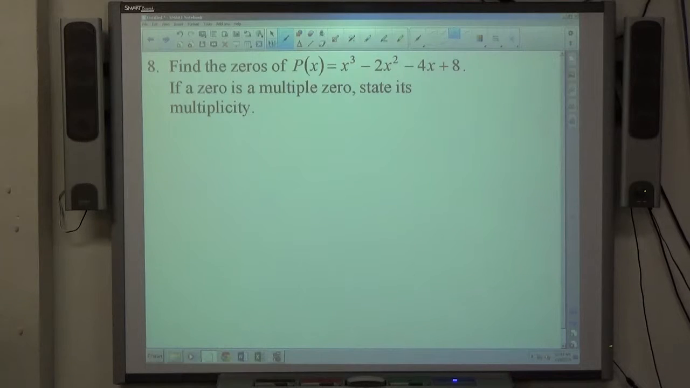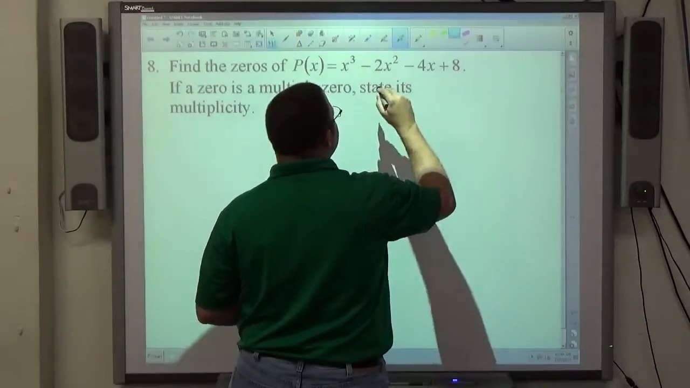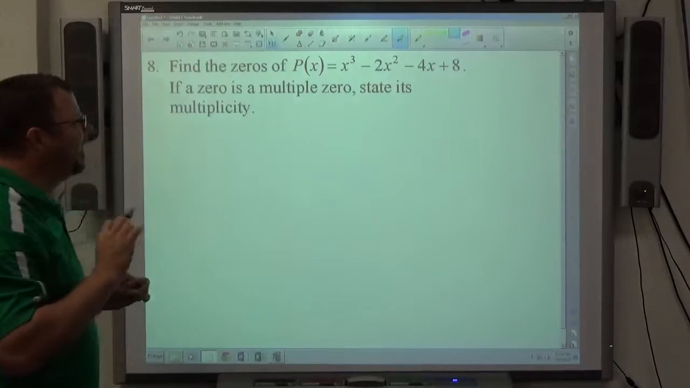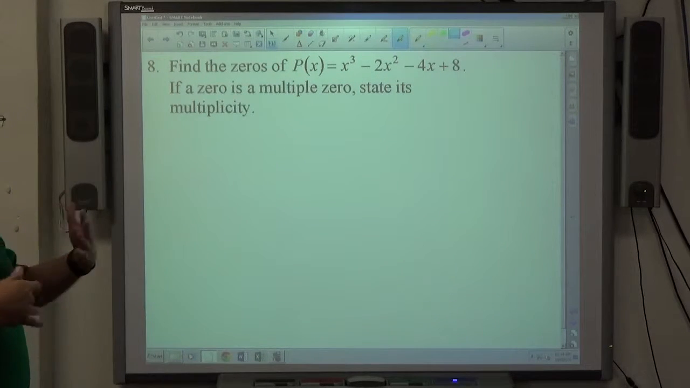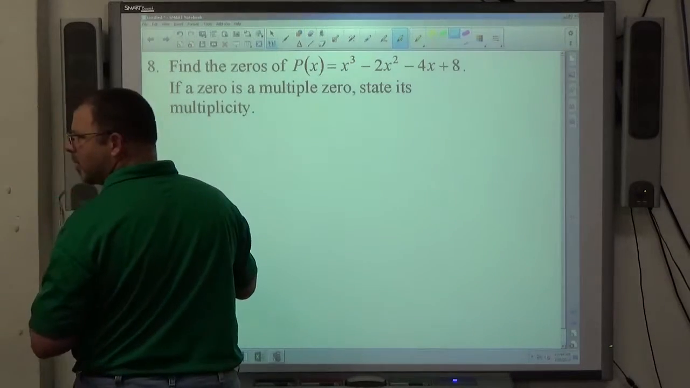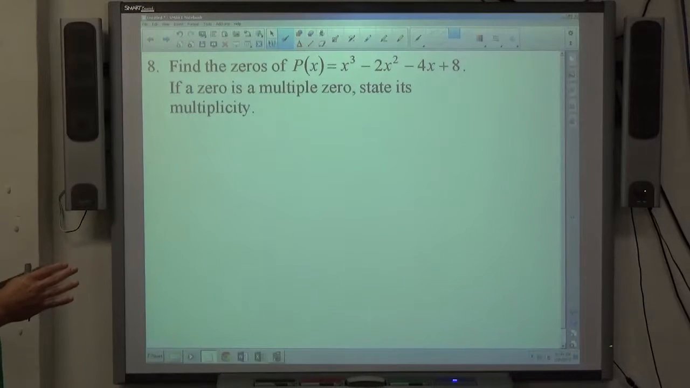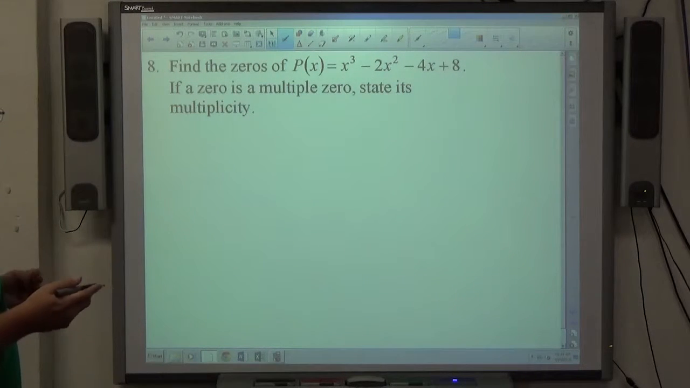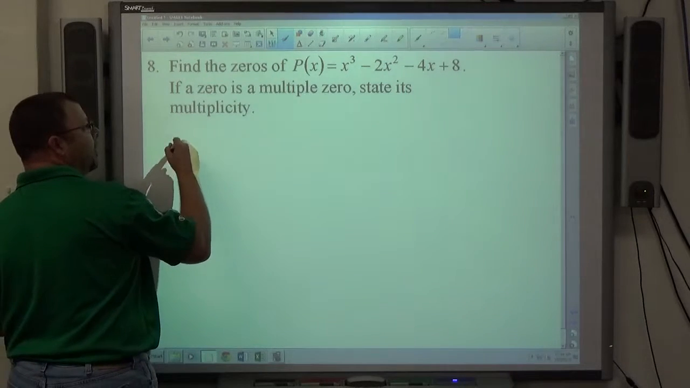Number 8, find the zeros of P of x equals all that. If 0 is a multiple 0, state its multiplicity. This time it's a cubic function. It's not as easily factored as number 3 was, so this would be one where I'd want to use my techniques that we learned in chapter 3.3, I believe. Yep, 3.3. So, first thing I do is Descartes' rule of signs to determine if I can throw out some values. So I know P of x equals that.